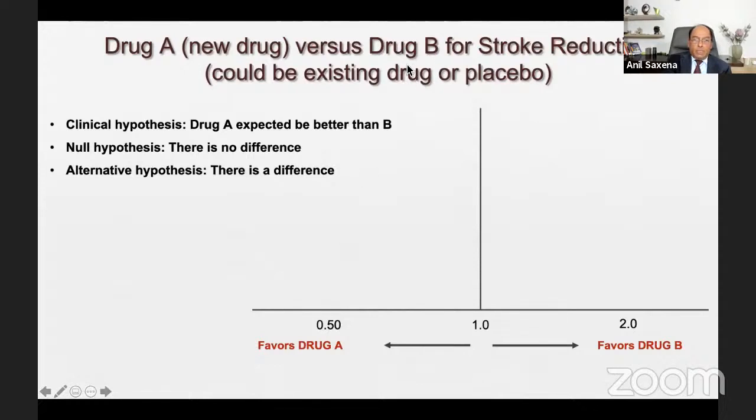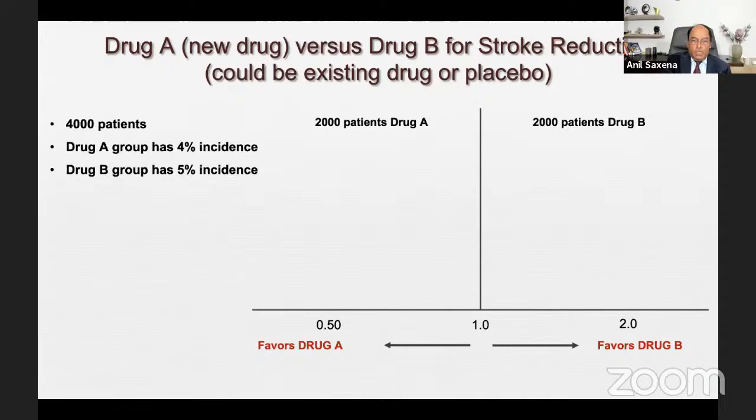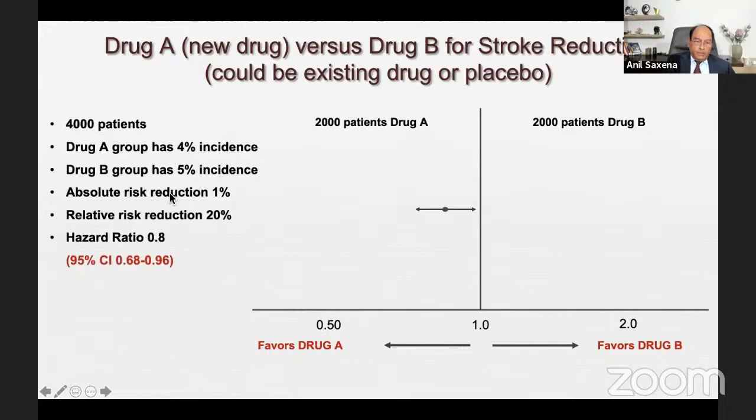And you want to do a particular study for, say, stroke reduction, drug A versus drug B. So your clinical hypothesis will be that drug A is expected to be better than B, but your null hypothesis is that there's no difference. So this is what we start with, that there is no difference between the two drugs. And you take, say, 4,000 patients. It's a big sample. You have 2,000 patients in each group, 2,000 patients with drug A and 2,000 patients with drug B. Now with drug A, you find 4% incidence of stroke. With drug B, you find 5% incidence. So there is obviously a reduction, which is 1%, or relative risk reduction is 20%.